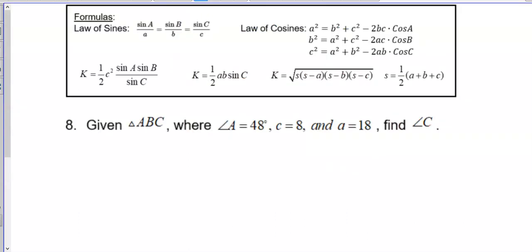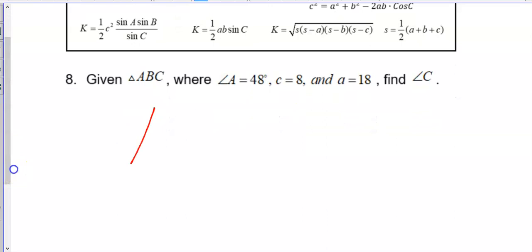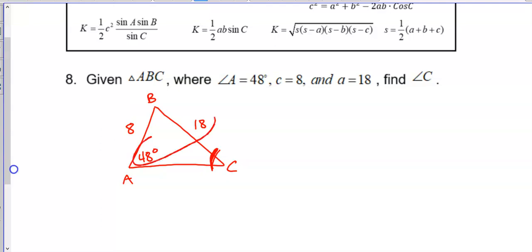For number 8, once again, I'm going to draw a triangle. Doesn't need to be anything perfect. Fill in the information you know. So they're giving us angle A, they're giving us little c, and they're giving us little a, and they're asking us to find angle C, this angle here. So see if you have some things across from each other. You can use law of sines. Looks like we have those guys across from each other. And then since we're looking for C, if we're going to use the law of sines, we need the side across from angle C. And in this case, we do have it.